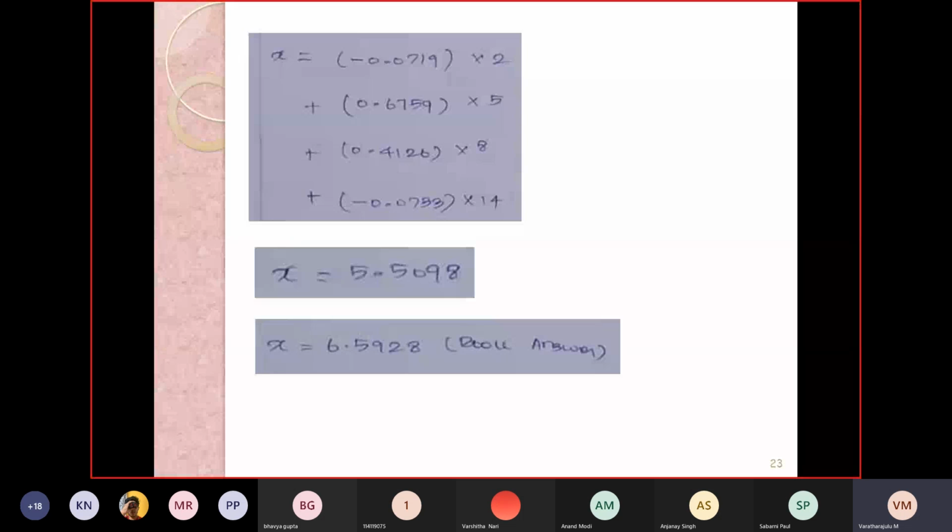But store the coefficient with A, B, C, D, or any other name. Don't leave any of the terms which are associated with the 0.0719 and the 0.6759. That may lead to a very big error. And please try to store the data and retrieve the data accordingly. What was your result?